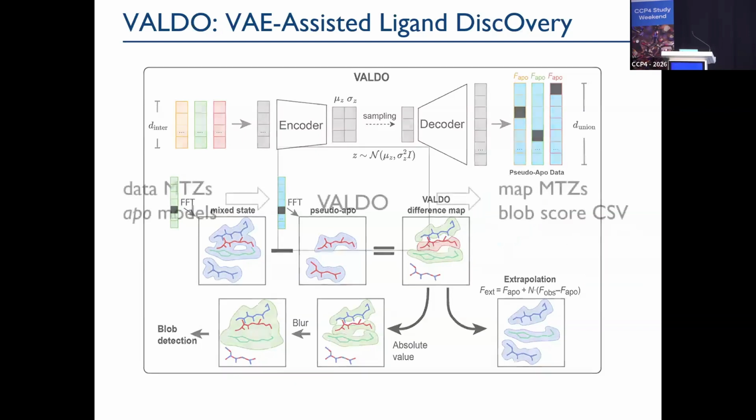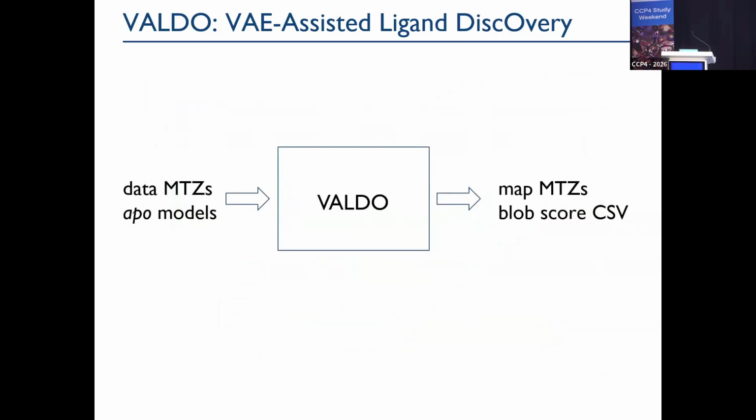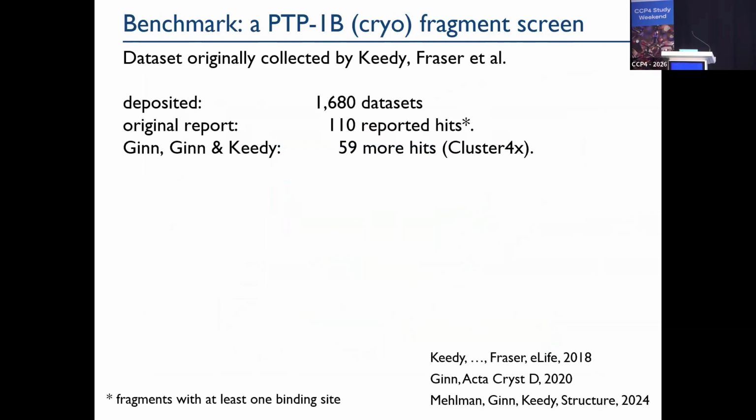All right. So if you squint, what we're really doing is we're taking data MTZs with merged structure factor amplitudes and APO models. We pass them through VALDO and we get map MTZs and ranked blobs. So this is still a little bit of a work in progress, but we're slowly getting there.